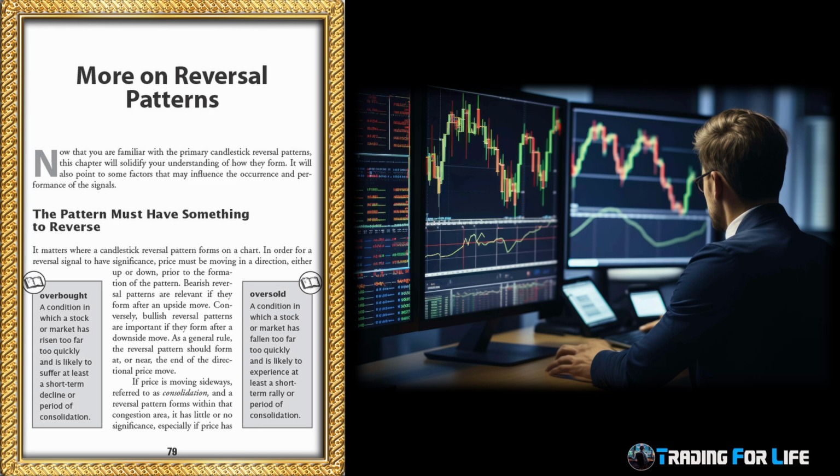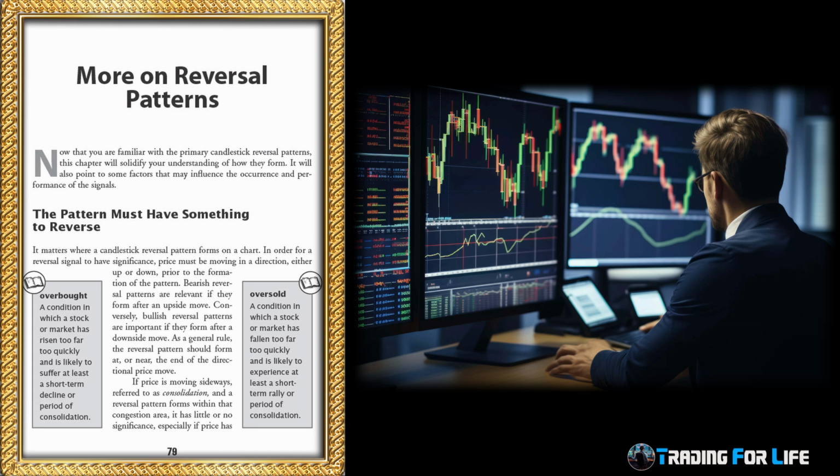The pattern must have something to reverse. It matters where a candlestick reversal pattern forms on a chart. In order for a reversal signal to have significance, price must be moving in a direction, either up or down, prior to the formation of the pattern. Bearish reversal patterns are relevant if they form after an upside move. Conversely, bullish reversal patterns are important if they form after a downside move. As a general rule, the reversal pattern should form at or near the end of the directional price move.